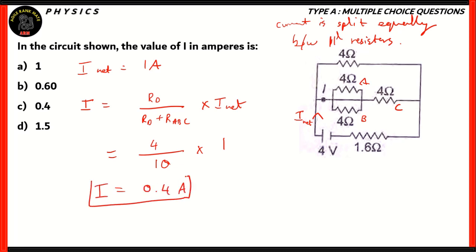So the final value of I is option C, 0.4 amperes. The way we do it is we find the total resistance and using the total potential difference, find out the net current, and we split that net current between the 2 parallel sections of the circuit. And we find out the correct value of I, which is 0.4 amperes. Next question.